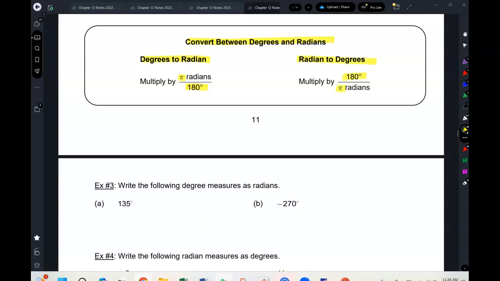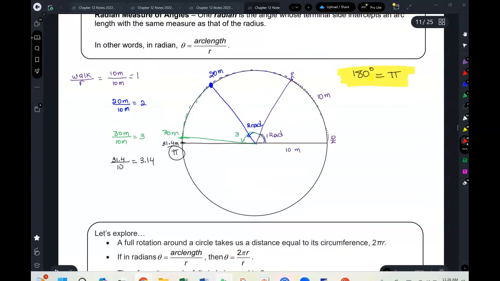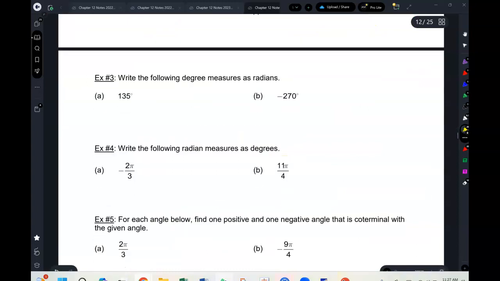Radian to degrees, 180 over pi. But that's not what I want you to memorize. What I want you to memorize is this: 180 and pi are the same. Now we're going to fill in that little box. All right, so let's go here.